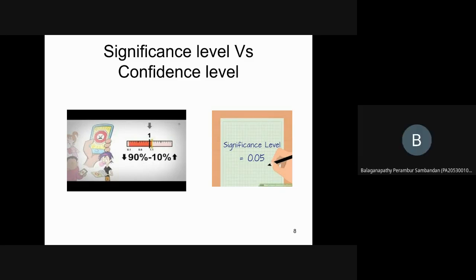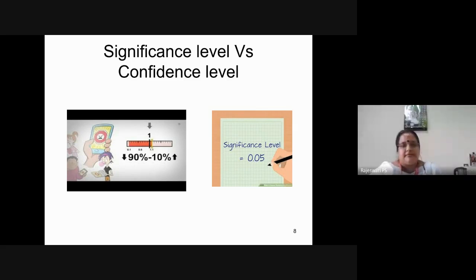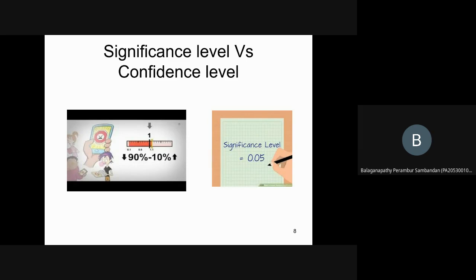Madam, I got a doubt, madam. This is Bala, madam. Madam, in some places we have the significance level as 0.05, in some other places 0.01. Could you advise why there are two different significance levels?